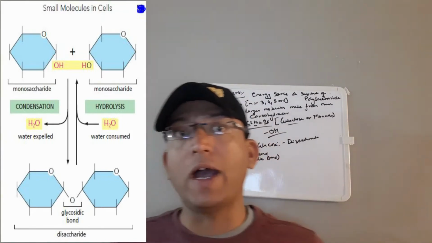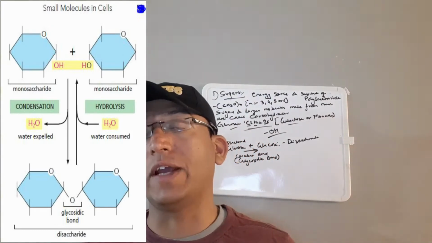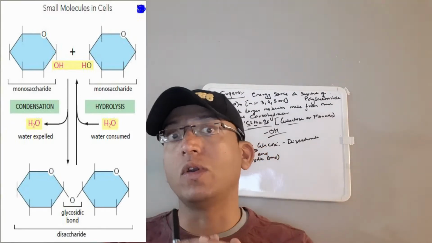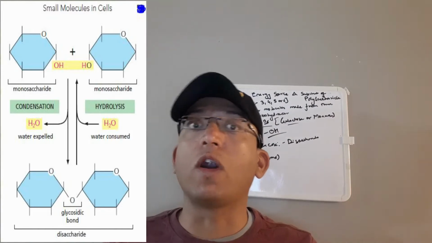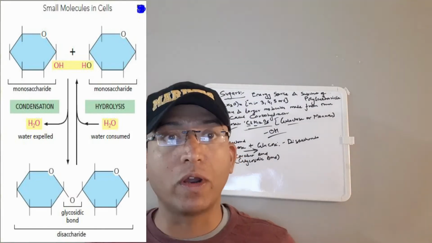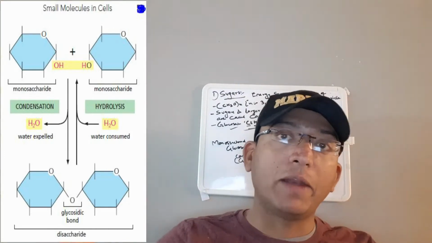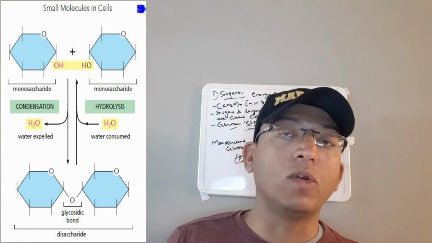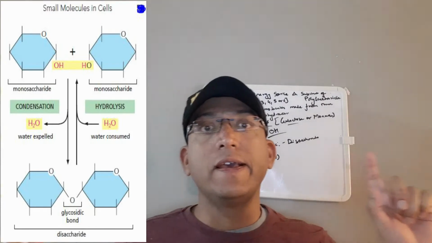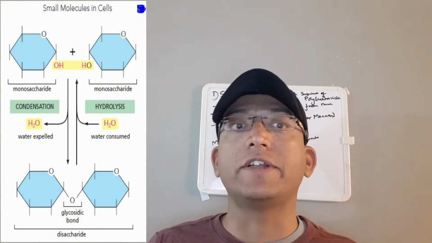The subunits in other biological polymers, including nucleic acids and proteins, are also linked by condensation reactions. So not only sugars, but nucleic acids and proteins are also linked by condensation reactions in which water is expelled. The bonds created by all of these condensation reactions can be broken by the reverse process, called hydrolysis. When you add water, the bond can be broken, and that process is called hydrolysis. So condensation reaction and hydrolysis: the condensation reaction is used in the linking of sugars, even nucleic acids and proteins.